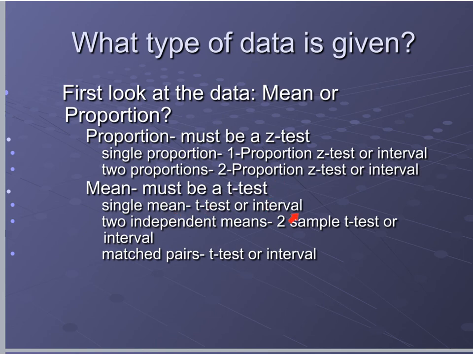If you have a single mean with a single sample size, you're looking at a t-test or interval. If you have two independent means and you have two sample sizes, you're looking at a two sample t-test. And if the data is matched, it's before and after, then we're using the matched pairs.